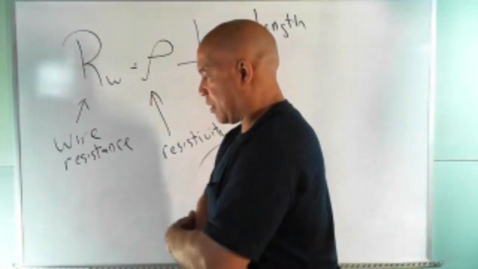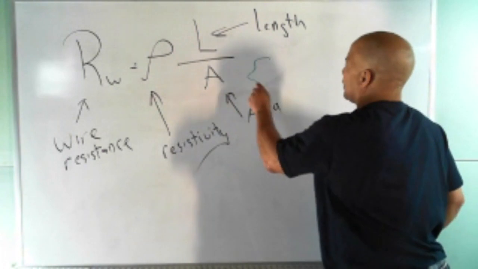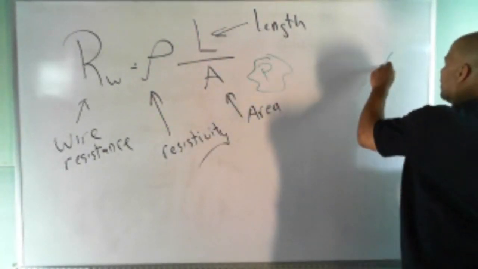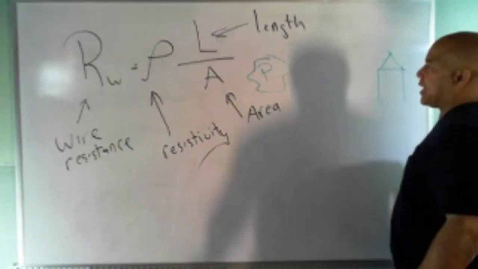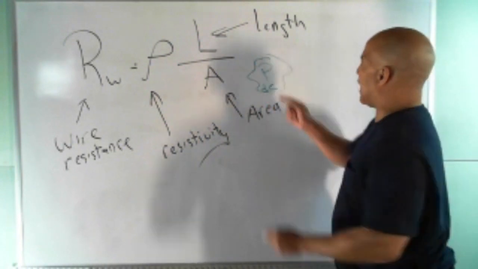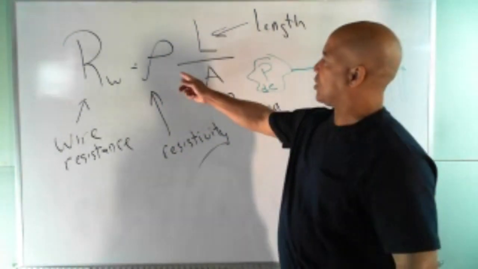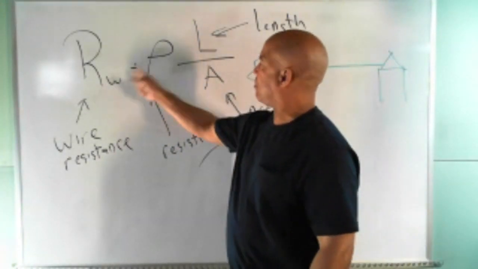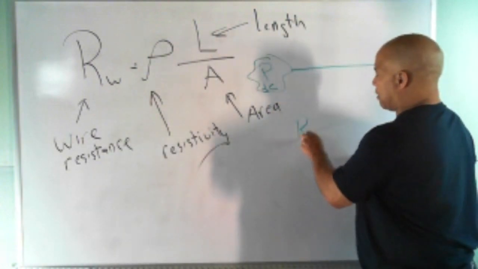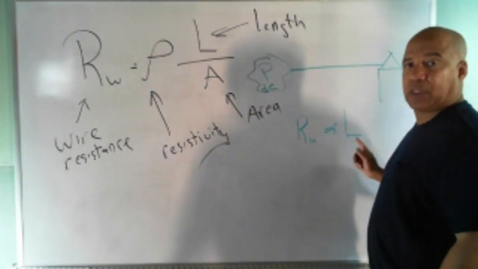So let's say that the power station is here. This is the power. I'll just put P for power. And the house is over here. This is DC power. You've got to run a power line from here to the house. And you can see, just by looking at this formula, look at the relationship between R sub W and L. There's a direct relationship between R sub W and L. The resistance of wire is directly related to the length of wire.